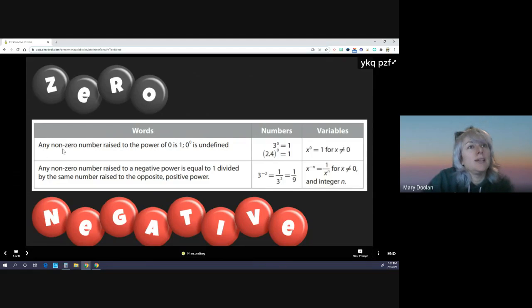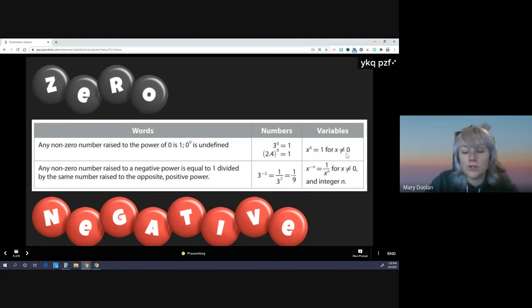Any non-zero number raised to the power of 0 is 1. So right here, this example, 3 to the 0 power is 1. 2 4/10 to the 0 power is 1. In general, x to the 0 power is 1. Whatever you raise to the 0 power, it always equals 1. It's defined to be so. It's a rule. Now, this only works when x is not 0.